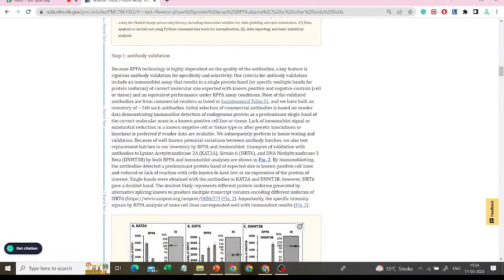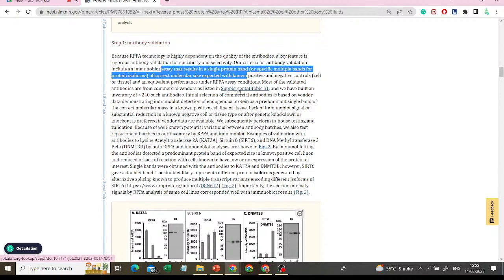Okay, so again I'm repeating whatever was also discussed in the lecture in quite a detailed way: because RPPA technology is highly dependent on the quality of the antibody, the key feature is rigorous antibody validation for specificity and selectivity. Our criteria for antibody validation included an immunoblot with a single protein band, not multiple bands, for protein isoforms of correct molecular size. So they chose the correct antibodies after performing the Western blot. The thing is that it cannot have multiple bands. If a particular antibody gives multiple bands for a protein, then you cannot take that forward for RPPA.